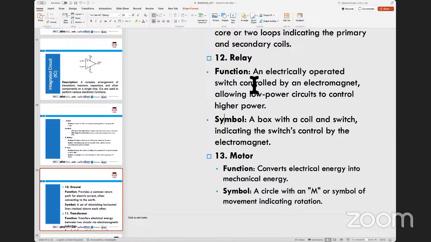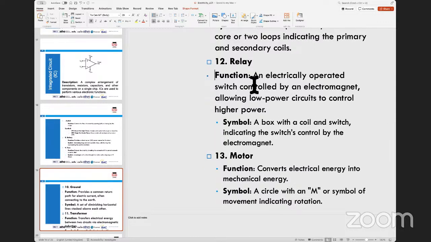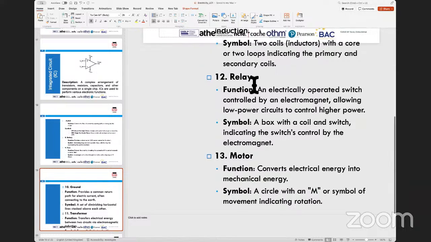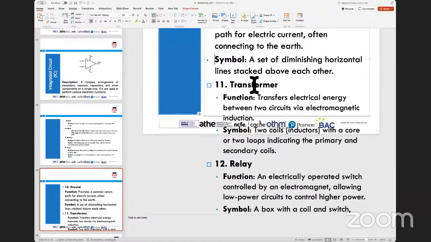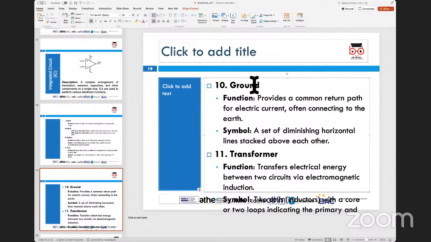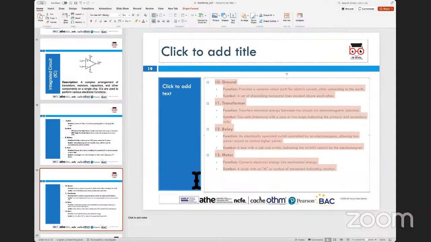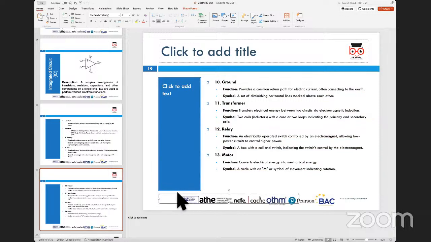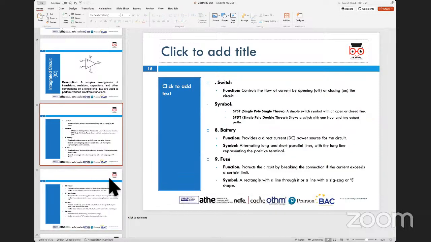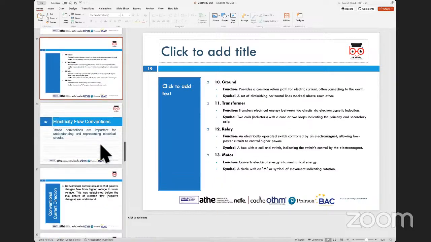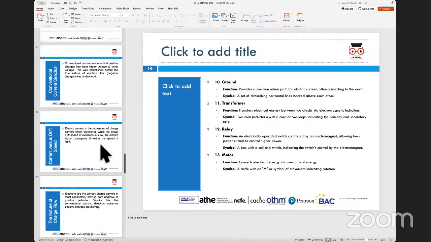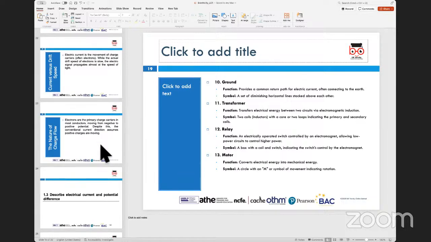And all of these components have symbols, and they play a particular function when you use them in the construction of what is called a circuit. And that is what we need to understand when we talk about various components and symbols within electrical systems. So that's, I would say, the second assessment criteria.